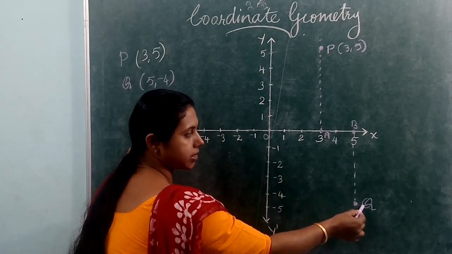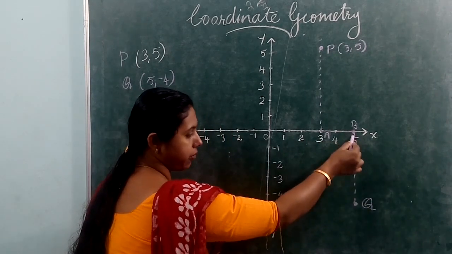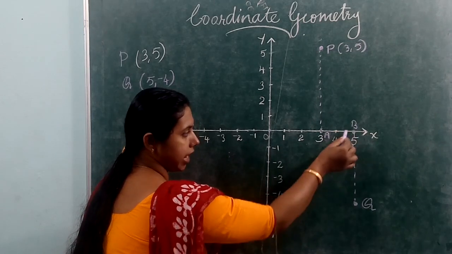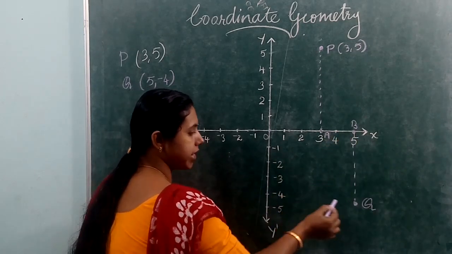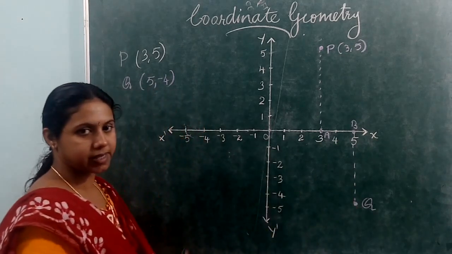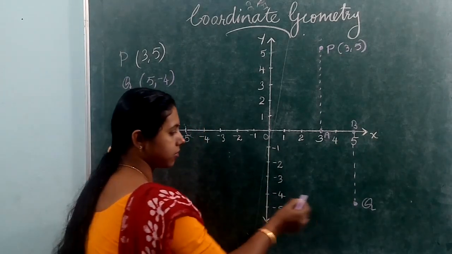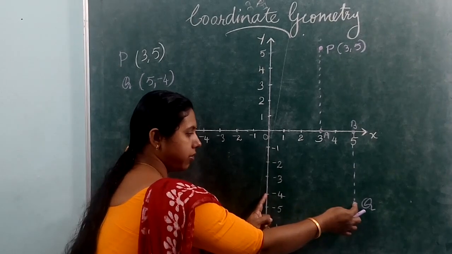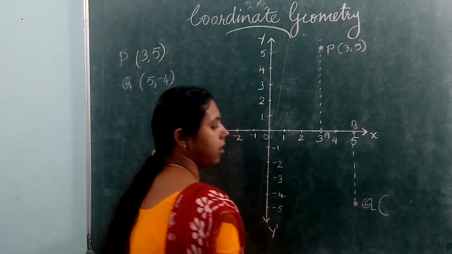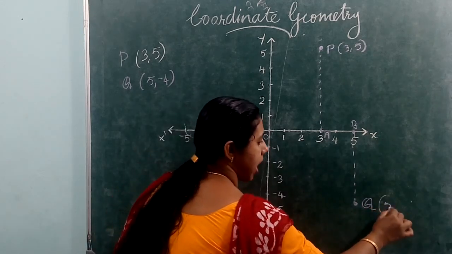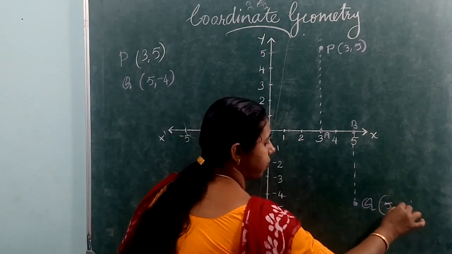So Q is 4 units away from the x-axis and it is 5 units away from the y-axis. This distance is 5 units and this distance is 4 units. The coordinates of Q are (5, -4).